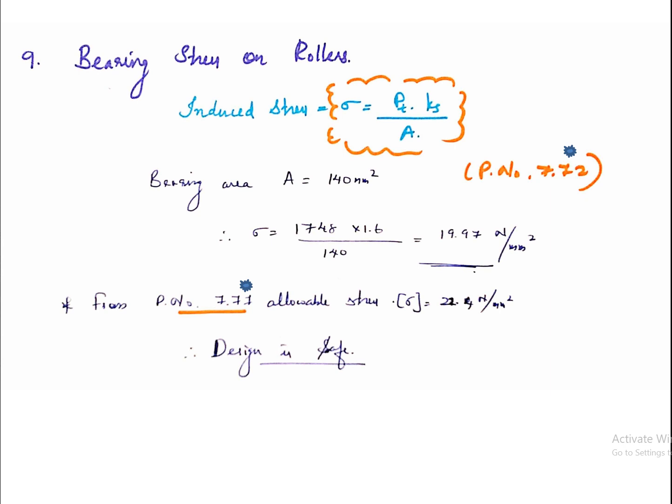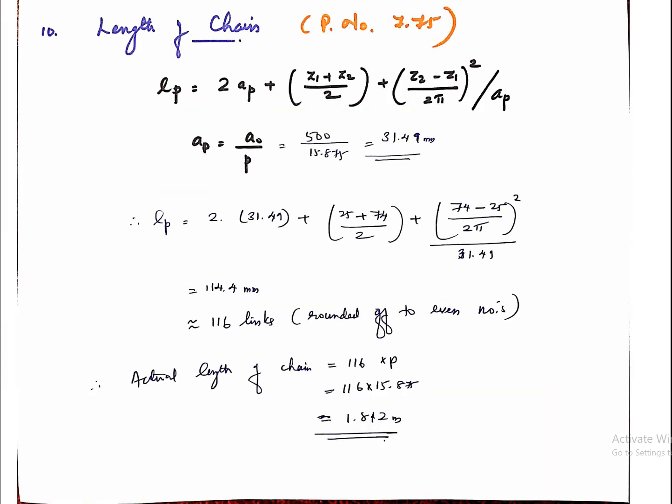The next two parameters are the length and the sprocket diameters. So in the next two steps, we will be finding the length and the sprocket diameters. Okay, so the next step is to find the length of the chain. Alright, your length of the chain is given by this particular equation, and you can get this equation from page number 7.75. Okay, so let's go to that page. The equation is given as Lp is equal to 2Ap plus (Z1 plus Z2) by 2 plus this term. This way you can see that equation on that particular page.